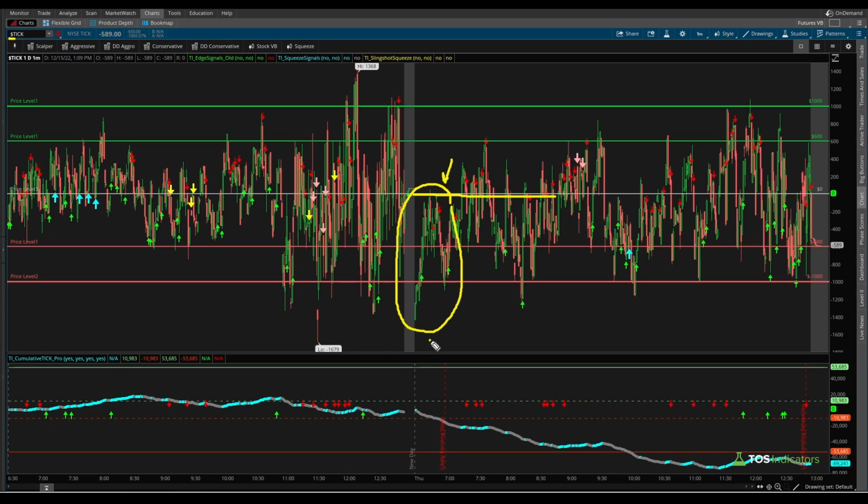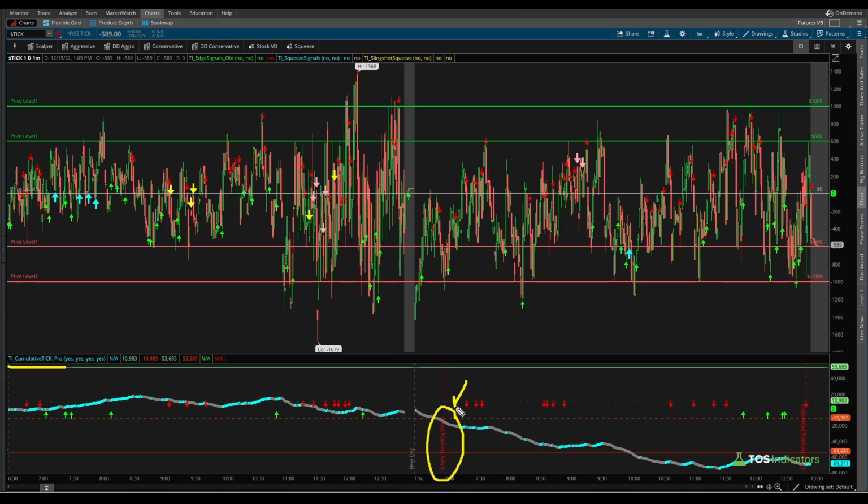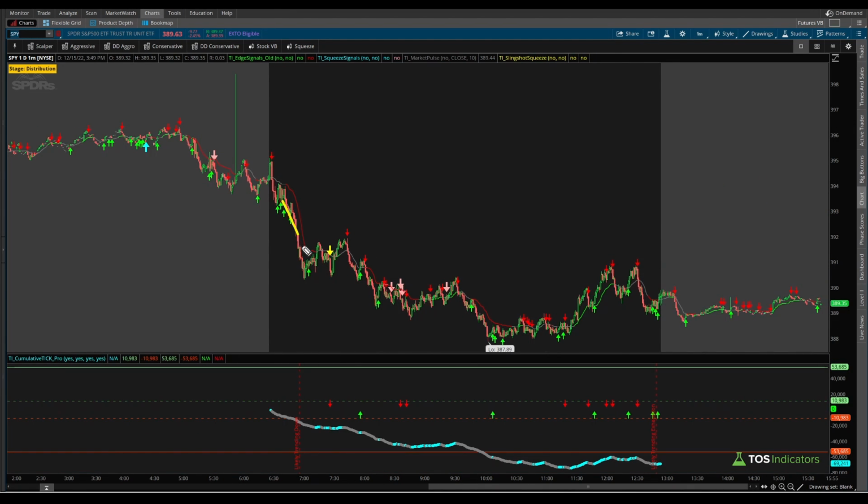Now the cumulative tick made this a lot easier to see. We can see this line trending to the negative side, and we even had, for all Volatility Box members, the Cumulative Tick Pro indicator give us an early heads up sign that, hey, today is likely to be a trending down day. This sign came on at 7 a.m. Pacific, and if we take a look at what SPY looked like at that point is where we had this first leg down lower, which gave us our first little clue that, hey, there's likely to be a lot of selling pressure for the morning. We're starting to slip in terms of price action.